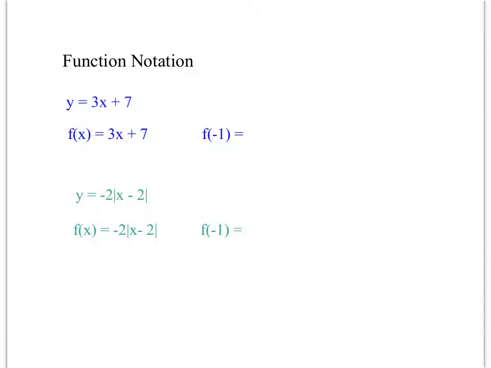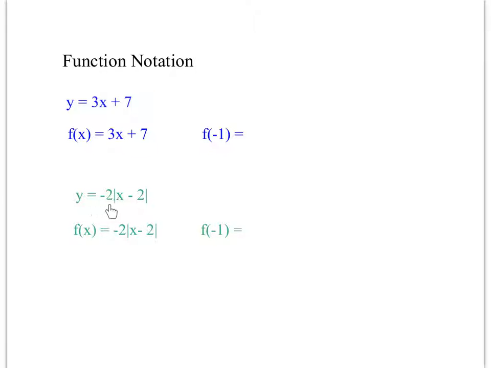So if I have a linear function, why do I know it's a linear function? Because it's in the form y equals mx plus b. It's a linear function. I can write that in function notation. f of x equals 3x plus 7. If I say find f of -1, what I'm saying is just plug in -1 for x.